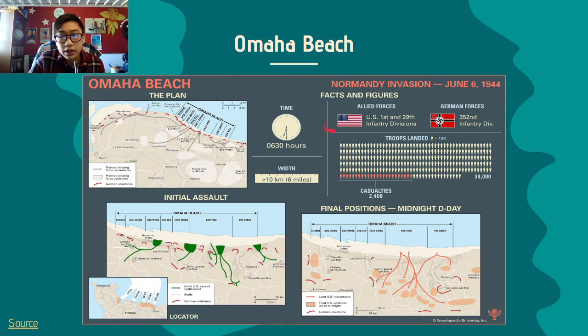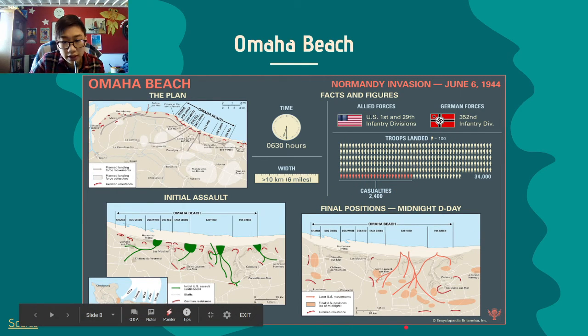We had Allied forces, which were the United States Army, the 1st and 29th Infantry Division, going against the 352nd Infantry Division of the Germans. We had a total of 34,000 troops going and 2,400 casualties. And at the end of the day, you can see that we have some U.S. movements here. We have all of our positions here that we have taken, and the German troops are very scattered about as compared to this.